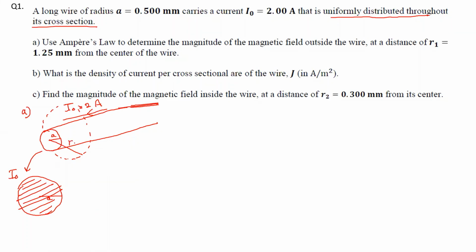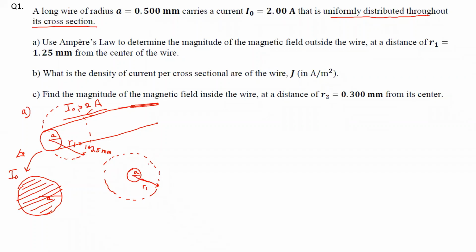So R1 is 1.25 millimeters. So we are interested in a location like this. It is very similar to what we did before, right? If I draw the cross-sectional view, here is your current carrying conductor with radius A, and they are asking us to find the magnetic field at a location like this, R1.